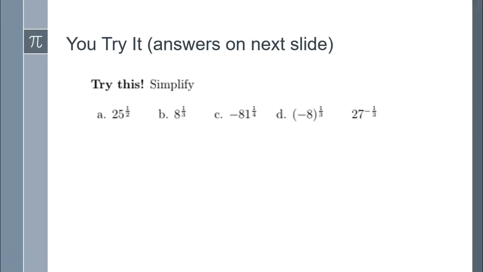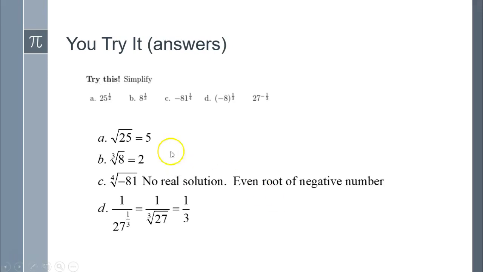Okay, you're back. Hopefully you got some progress made on those. So 25 to the 1/2 in part A is the square root of 25, which is 5. 8 to the 1/3 is the cube root of 8, which is 2. Negative 81 to the 1/4, I did the same thing, only this time I did type it.